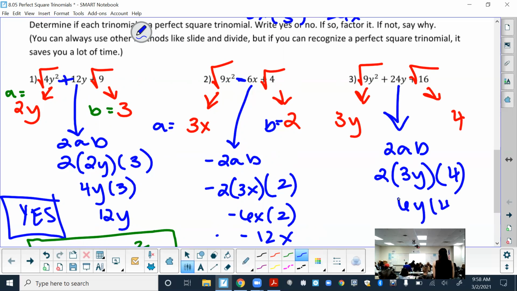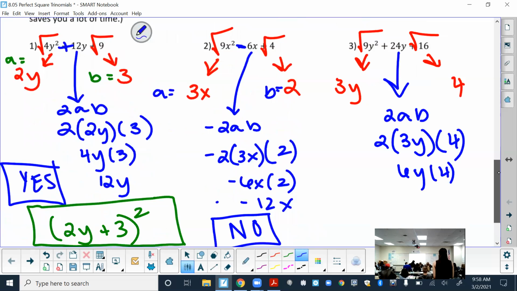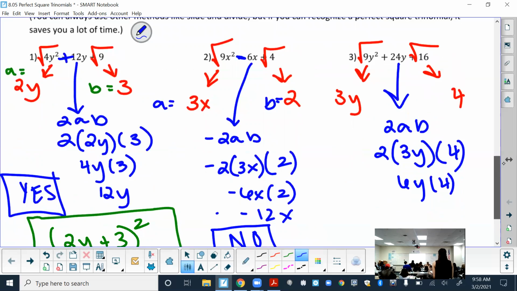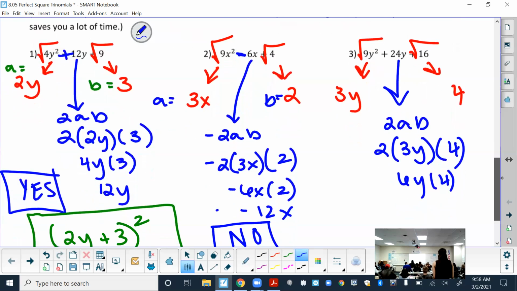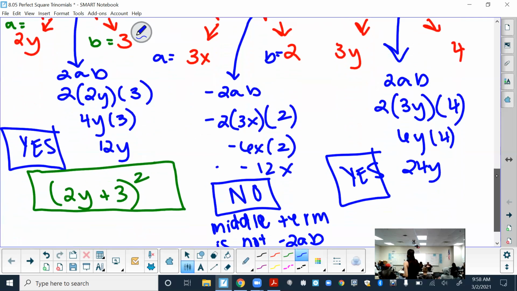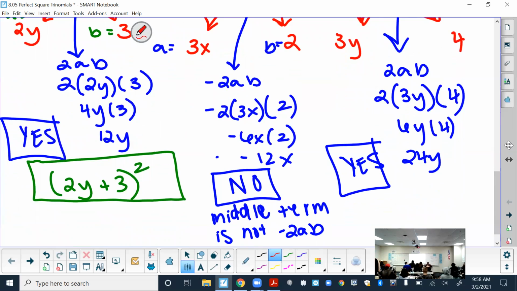All right, let's see. We get 6y times 4, which is 24y. That does match up. So this is a perfect square trinomial. So I would say, yes, this is a perfect square trinomial. And what would the factors be? Good. 3y plus 4 in parentheses squared is the factored form.